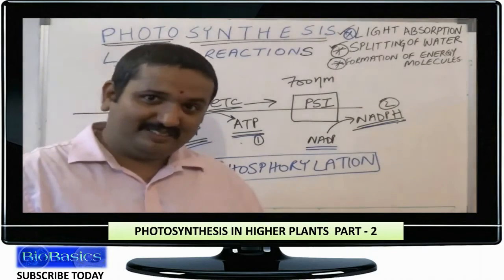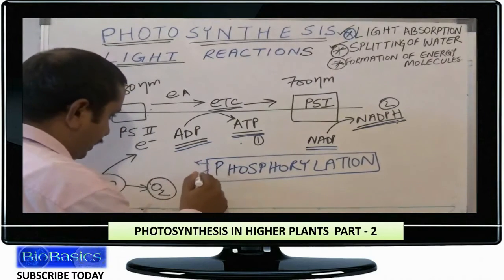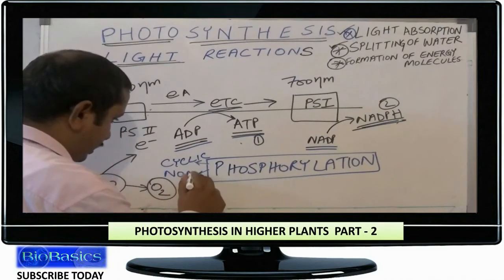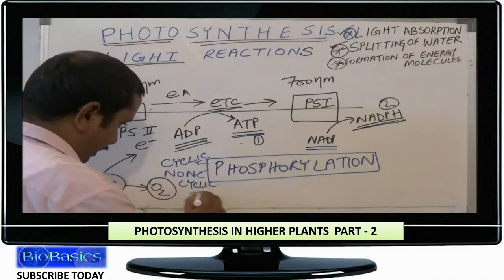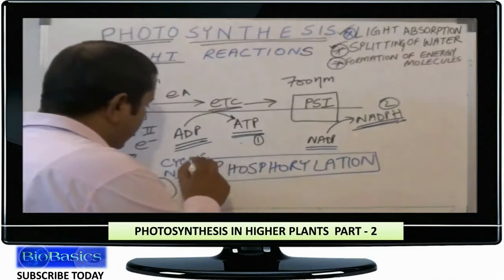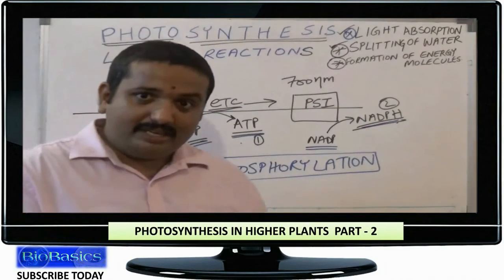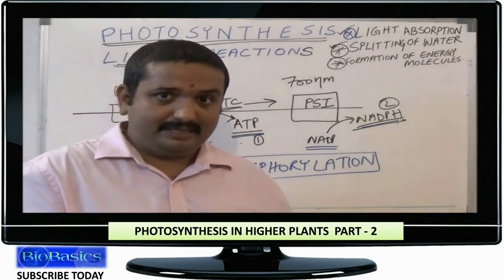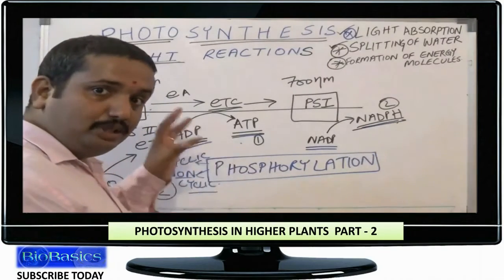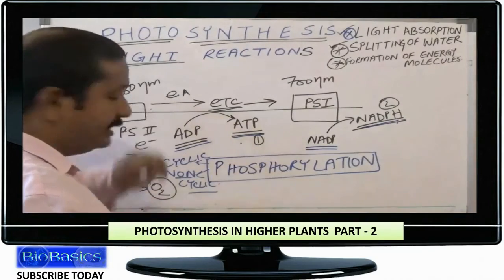Getting confused? Okay, don't worry. You have two kinds of phosphorylation. You have cyclic phosphorylation and you have non-cyclic phosphorylation. For now, understand the basic concepts. Okay. Cyclic phosphorylation, what does it mean? As I told you, phosphorylation is the story of the synthesis or the formation of ATP. And where does it take place? As the electrons move from PS2 to PS1. And this happens only when a wavelength of 680 nanometers is available.